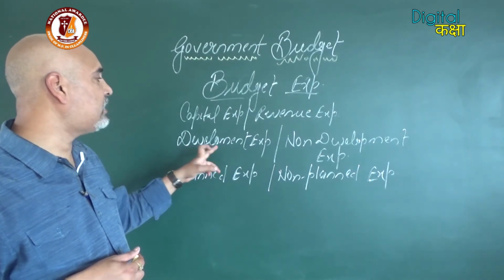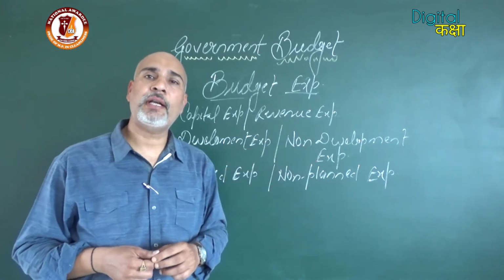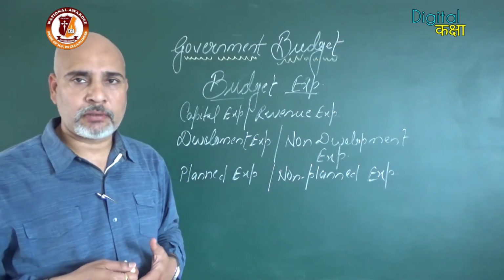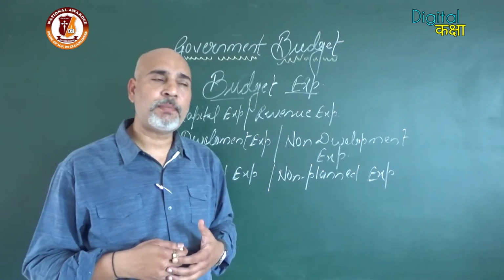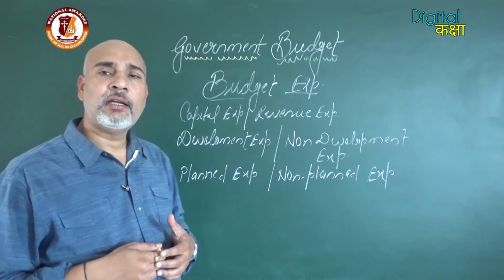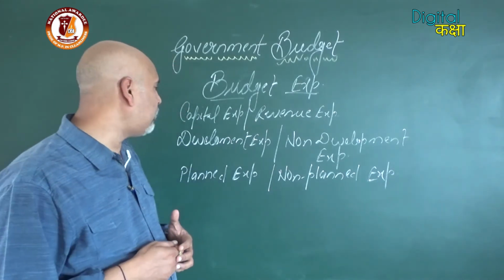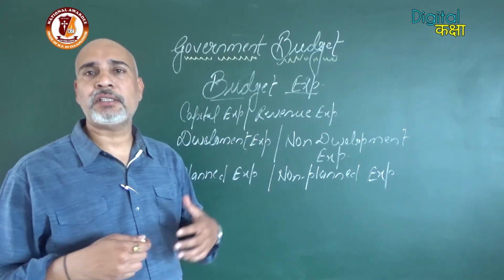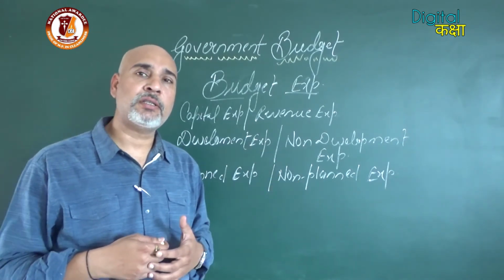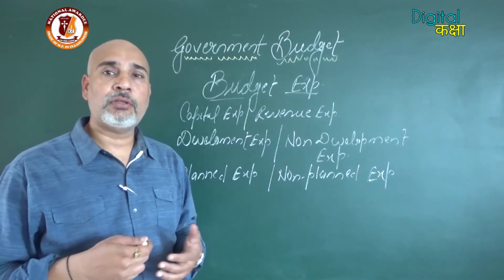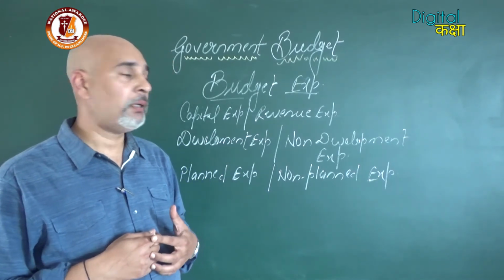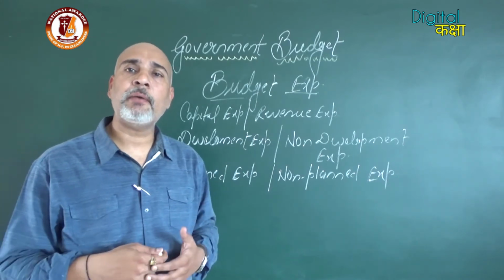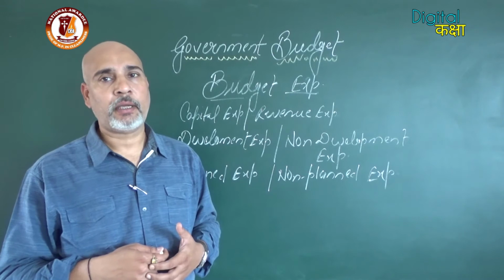Another category of government expenditure is development expenditure and non-development expenditure. Those which are somehow related with productive purpose, economic growth, economic aspects, come under development expenditure. Okay, like construction of some articles, setting up of industries, even focusing on the health or education of the people comes under development expenditure, because it is related with productive capability.